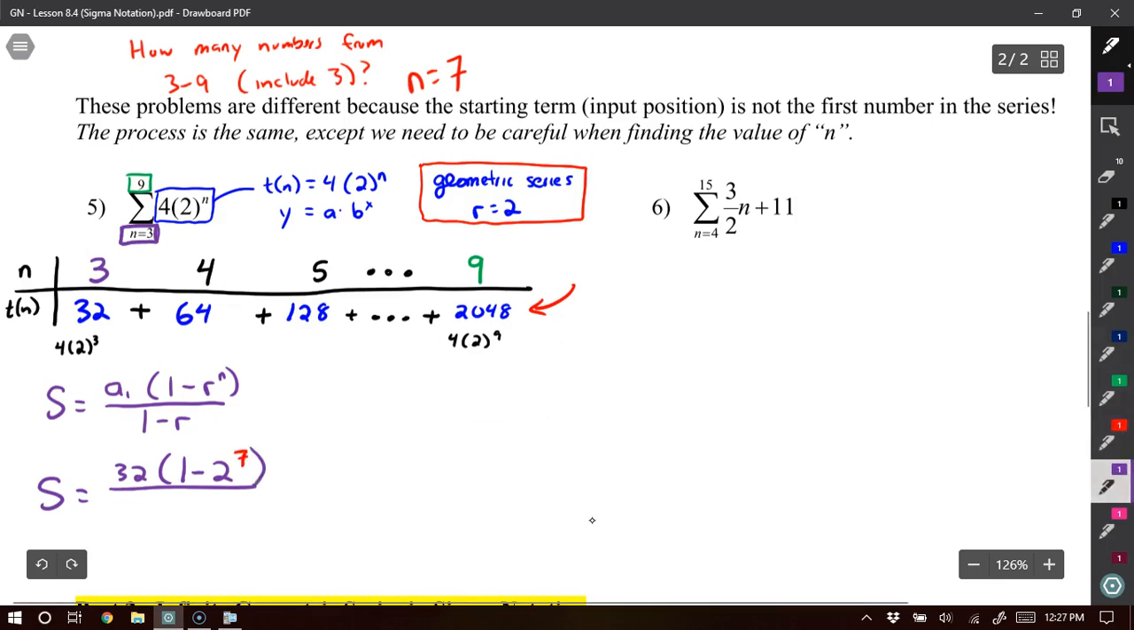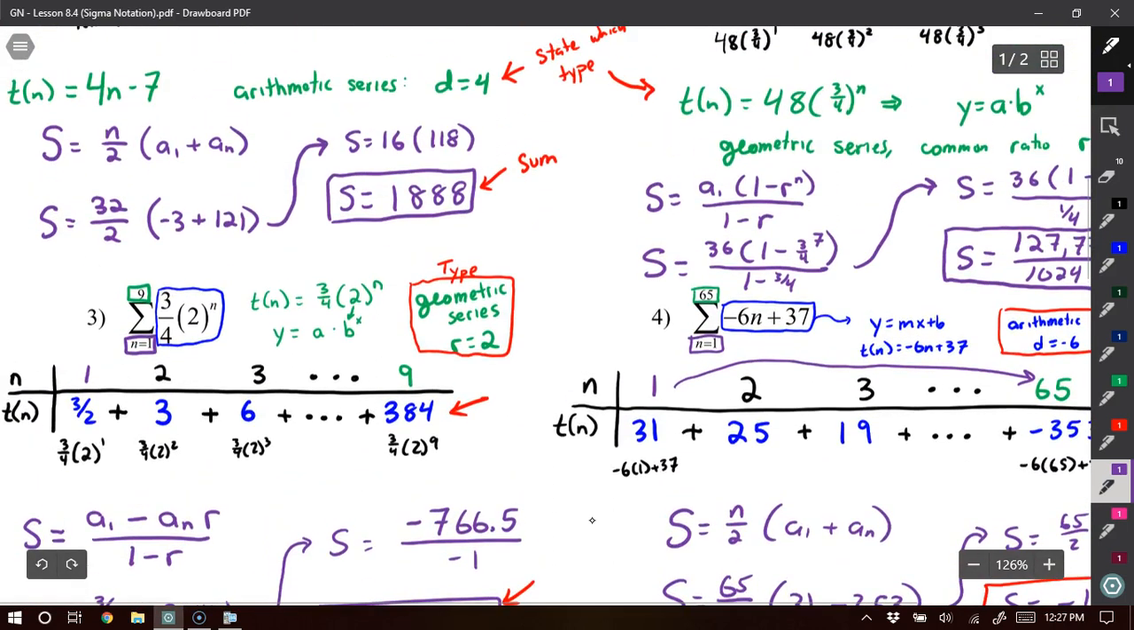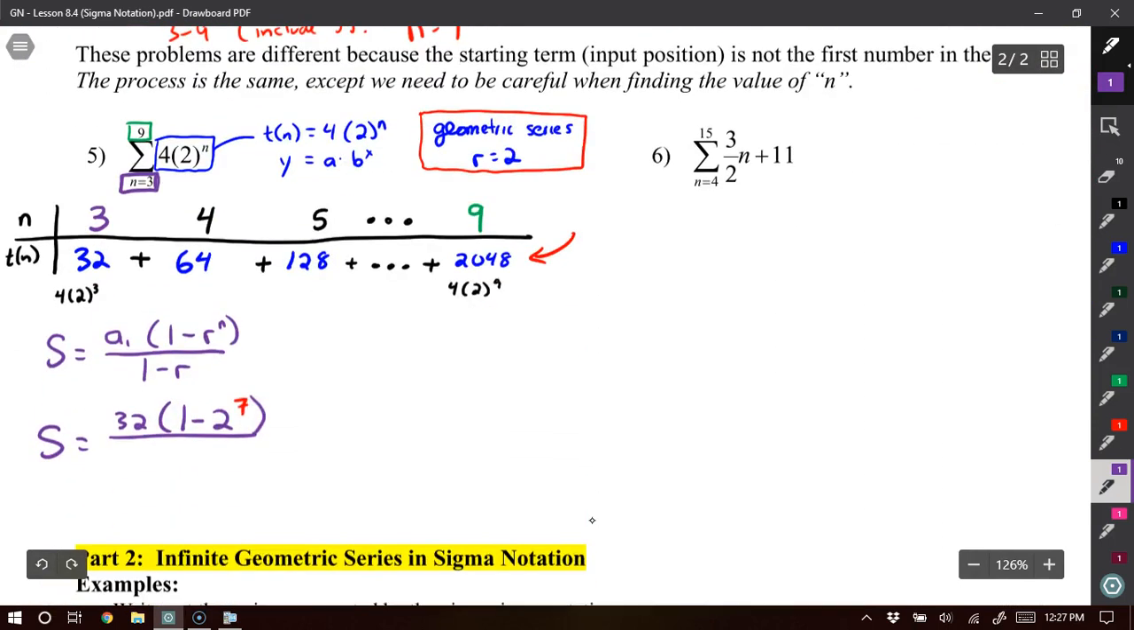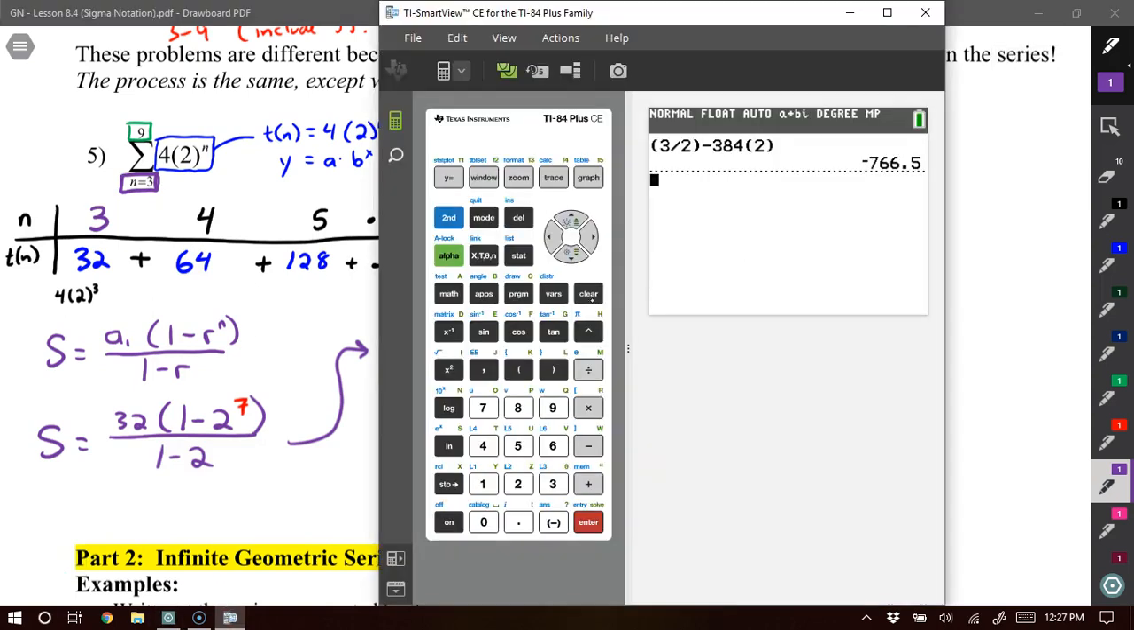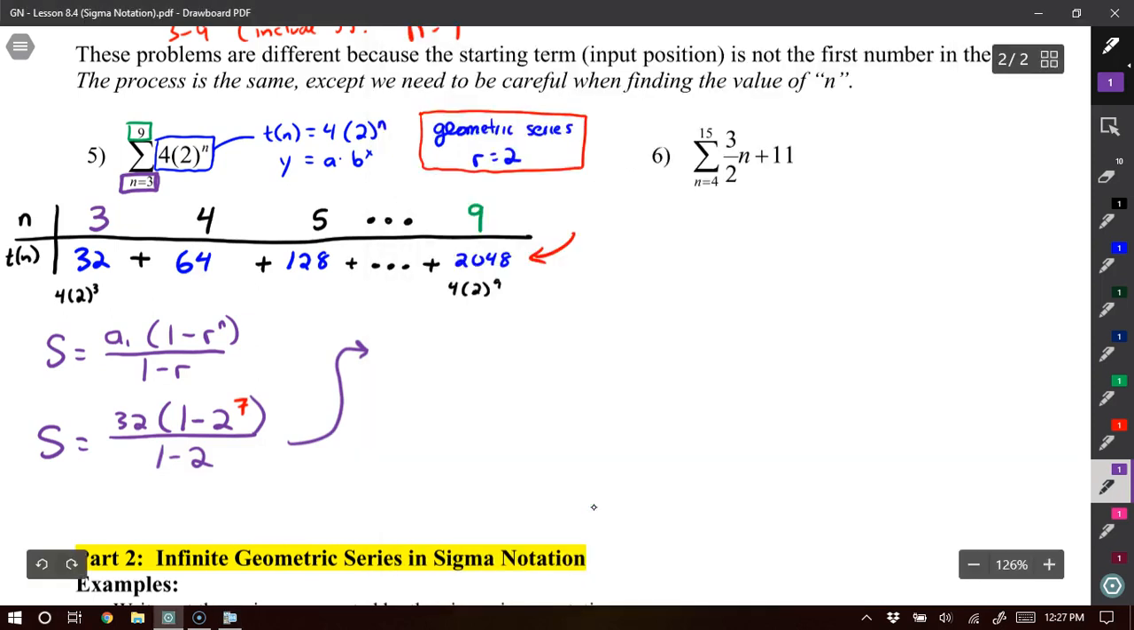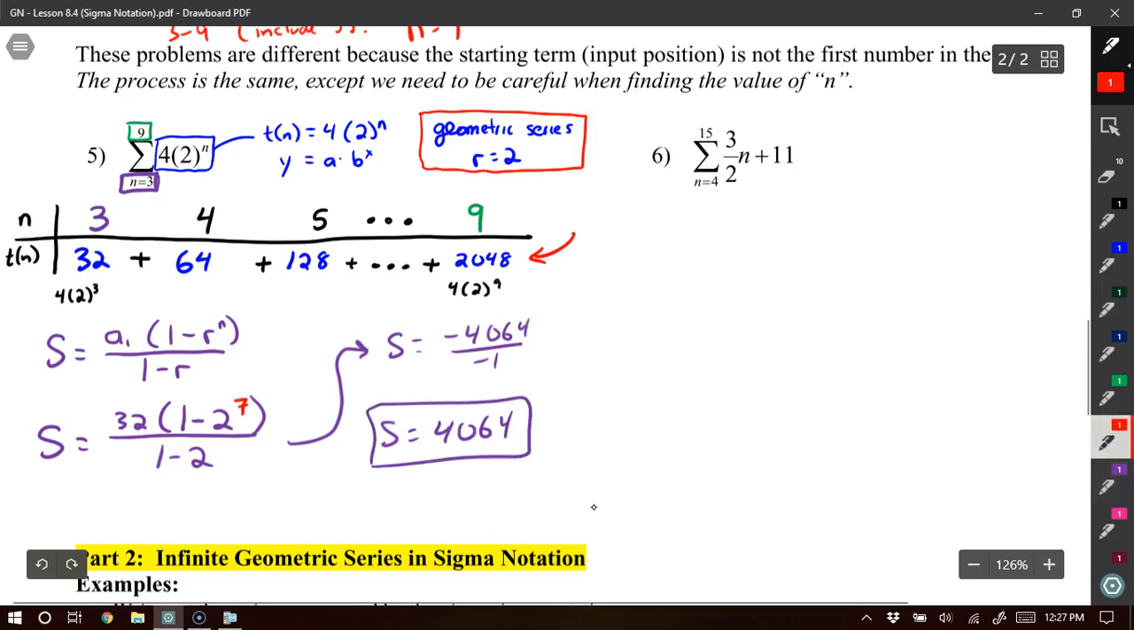I say that's different because before your n was always the number on top. And the reason why is because you started at 1, because you were just counting from 1. But now you're changing what you're counting from. And at the bottom I have 1 minus 2. So if I type in the top 32, parentheses, 1 minus 2 to the 7th, remember the power is on the inside of the parentheses, I get negative 4,064. 1 minus 2 is negative 1. Divided by negative is just changing the sign. So my sum is 4,064. There's the third part done.